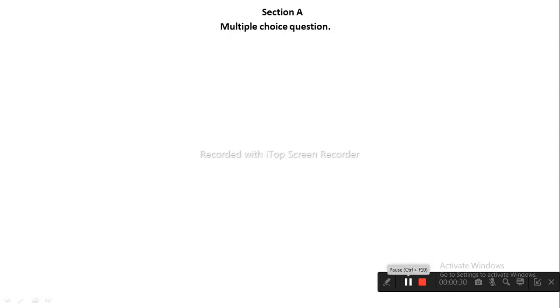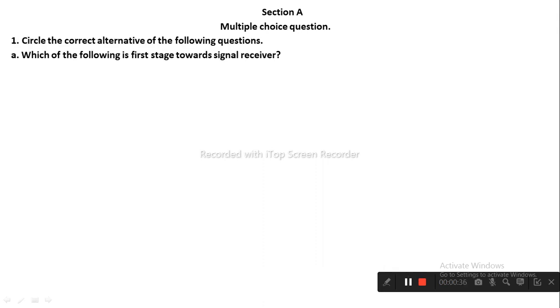So moving on from this section A, we are going to start from the multiple choice questions. Which of the following is the first stage towards signal receivers? And here the options are decoder, encoder, demodulator and modulator.